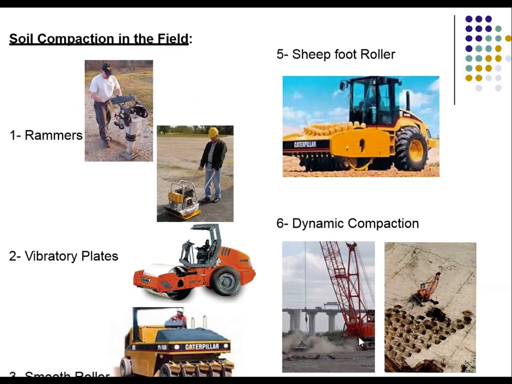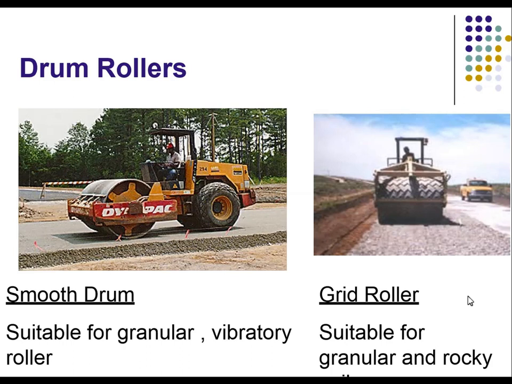So let's look at some soil compaction in the field. It could be done by small compactors where we are applying vibration. This is again a small compactor and a vibratory plate. These are the different types of rollers. This is a sheepsfoot roller, and this is what we call dynamic compaction, and I'll come back to these one at a time. I have about five or six slides showing the different types of rollers. This is a small drum roller, and these come in different sizes and weights. If it is vibratory, this can be a smooth drum but vibratory, and then it is very good for granular soil. And what are the granular soils? Sand and gravel.